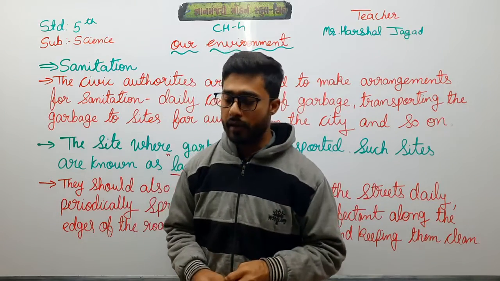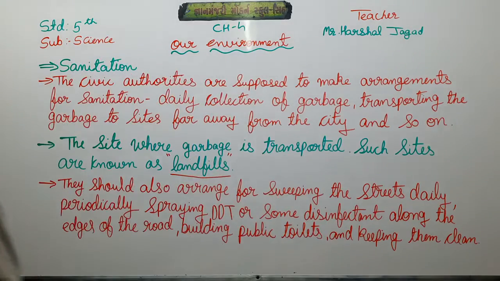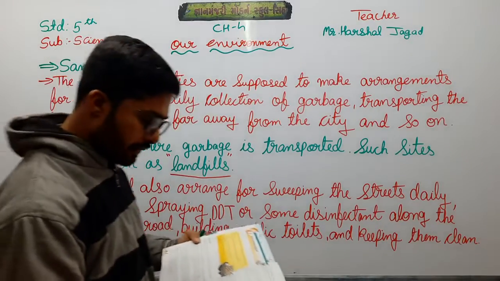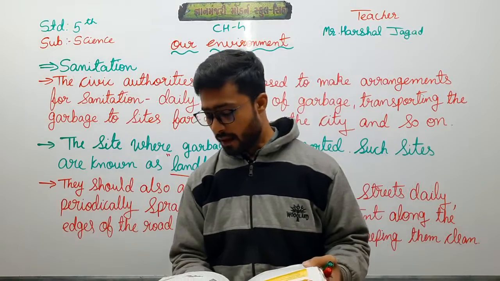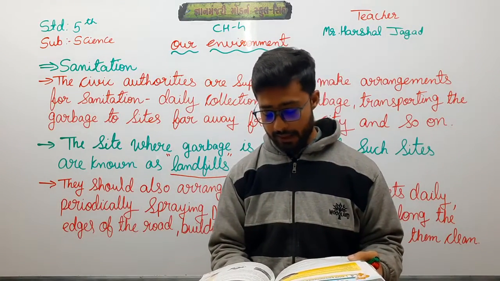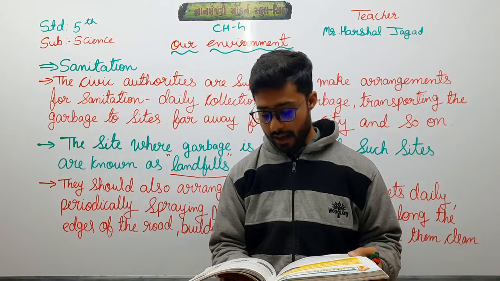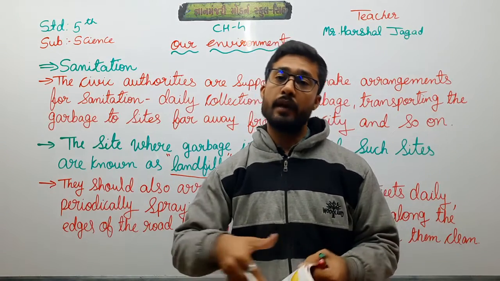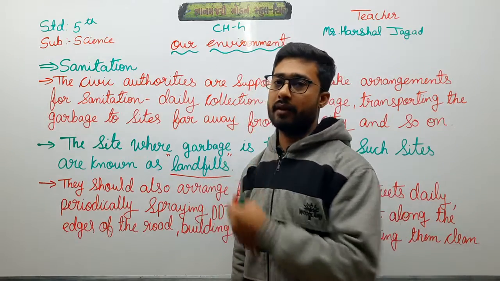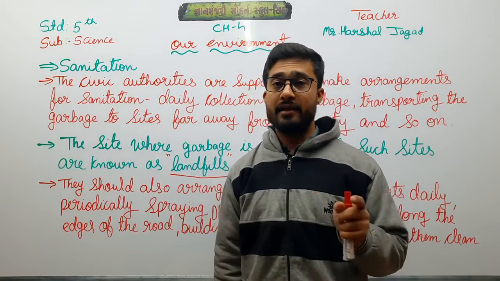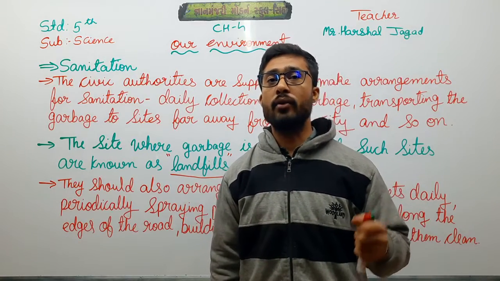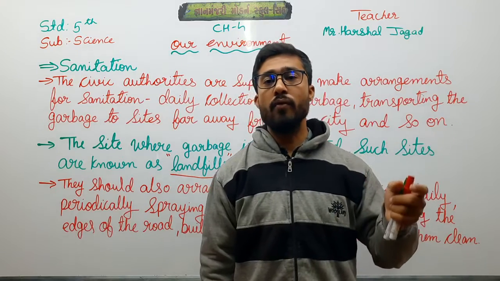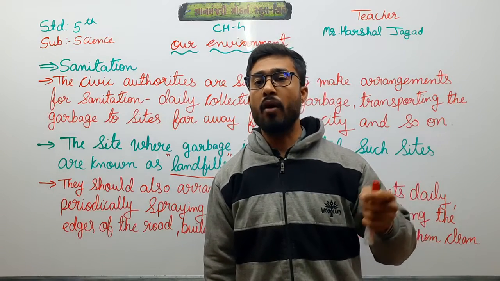Okay students, now moving forward. But sometimes the local government fails to take the above steps. What can be done in such a situation? The citizen can and must do something. Sometimes the local civic authorities do not do all these things. Then what should a common man do? He or she has to do many things which are possible by him or her.